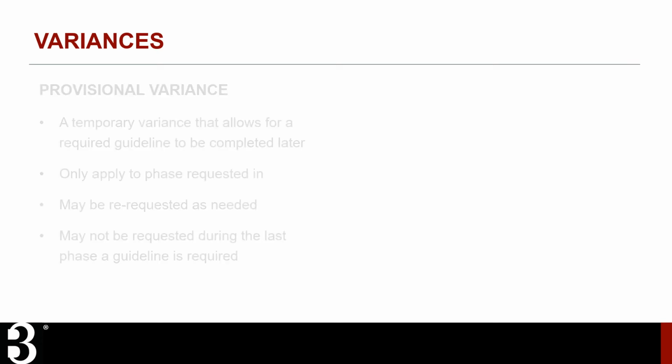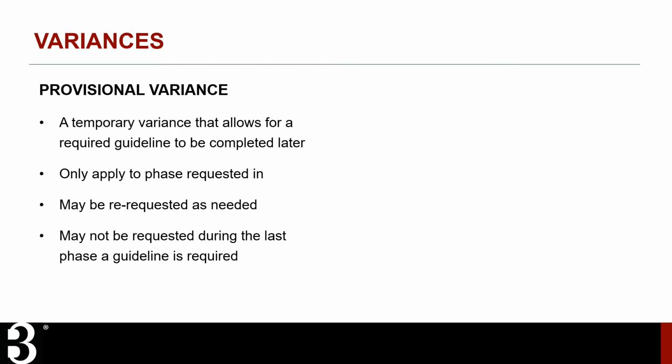Two types of variances are available for project teams to use. The first is a provisional variance. Provisional variances are designed for projects that are ready to move on to the next phase, but can't currently complete all required guidelines. Provisional variances are temporary and only apply to the phase they're requested in. If the issue preventing guideline completion persists for multiple phases, the provisional variance must be re-requested at each phase. However, provisional variances cannot be requested during the last phase a guideline is required. At that time, the guideline must be completed, or a full variance or non-compliant designation must be requested.